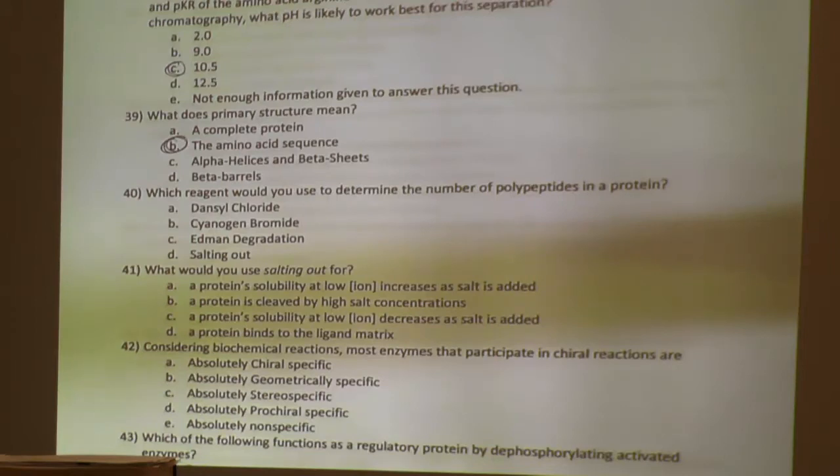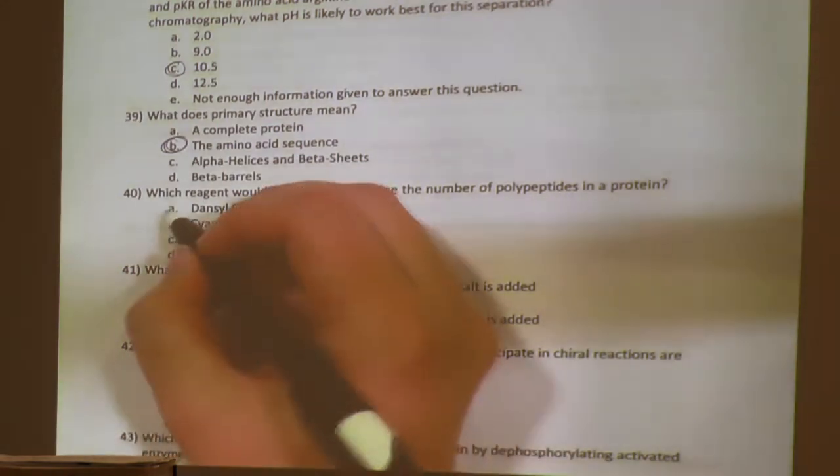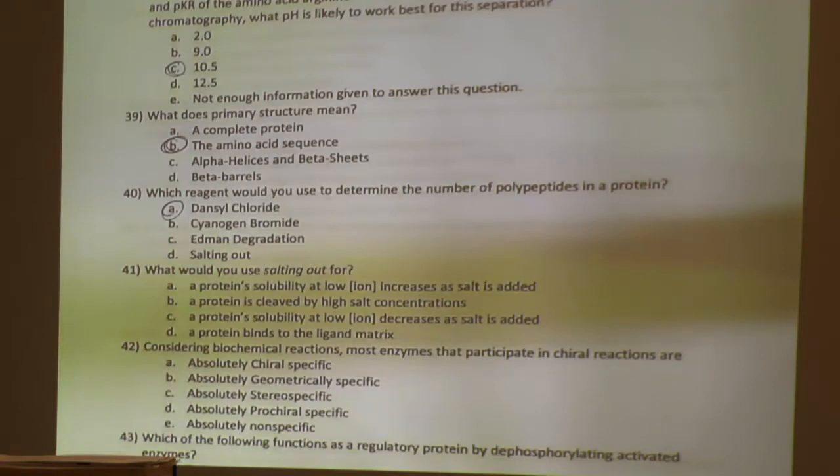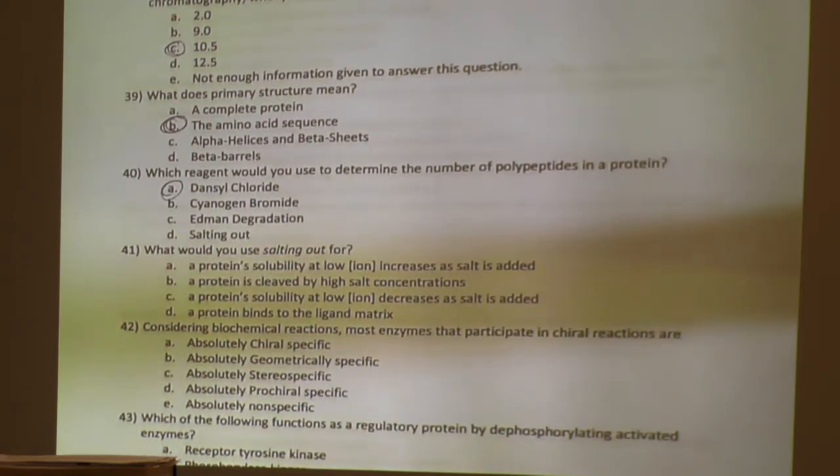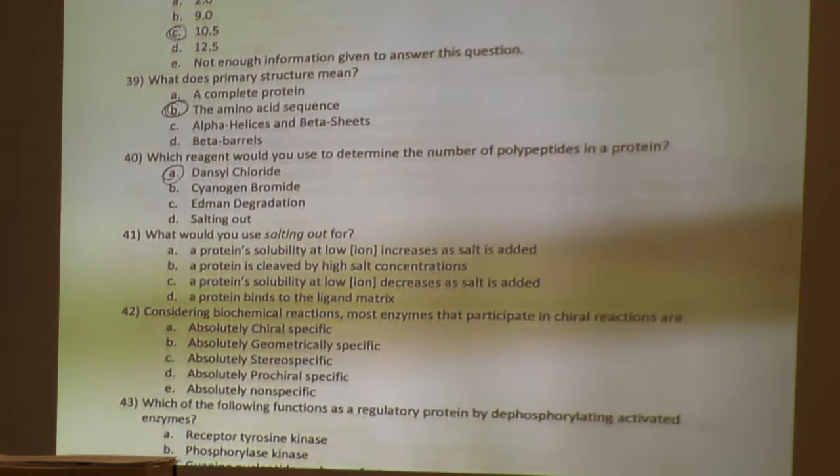So, which reagent would you use to determine the number of polypeptides in a protein? What is the cheapest and fastest way to do this? It's going to be A. It'll be dansyl chloride because it cleaves every single bond of your peptide. If I'm wrong, let me know. What would you use salting out for?